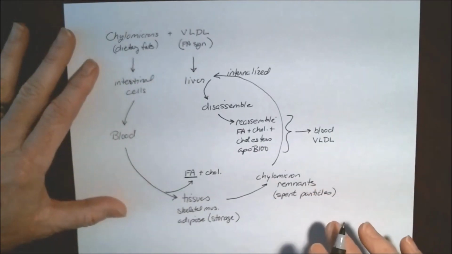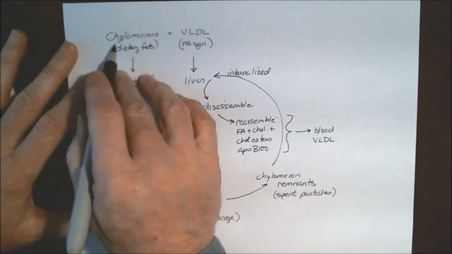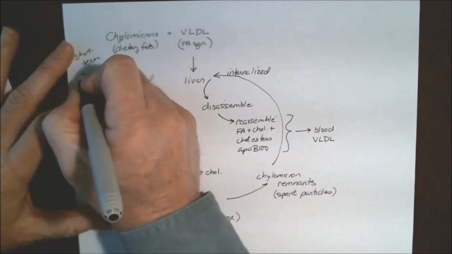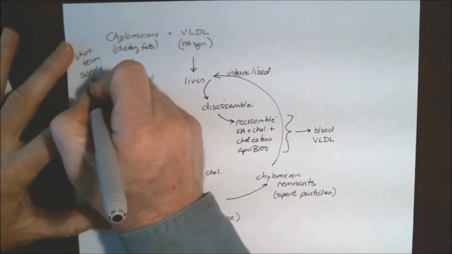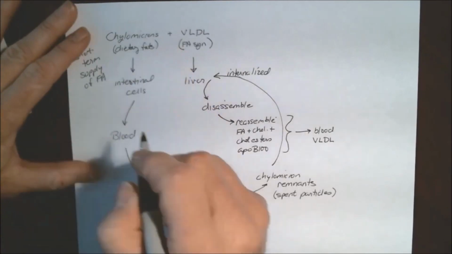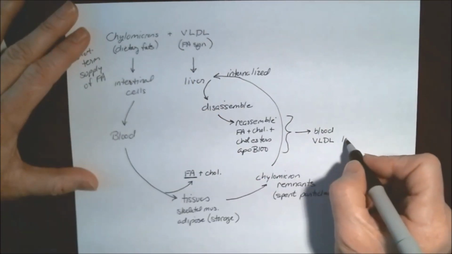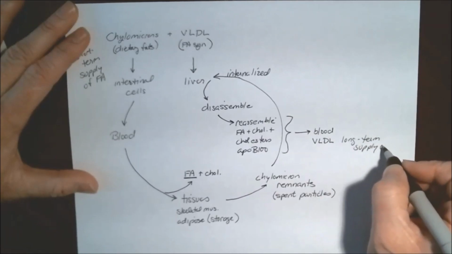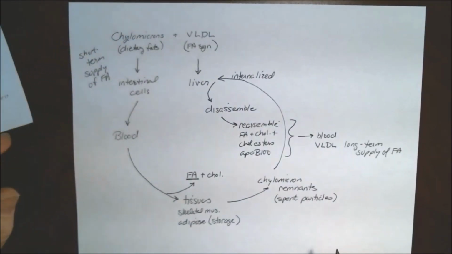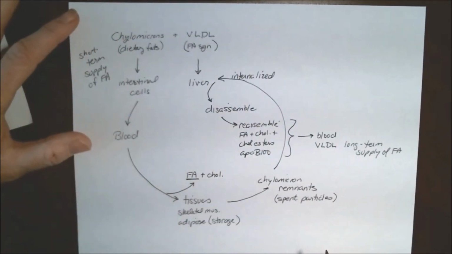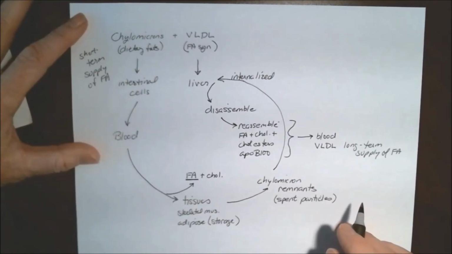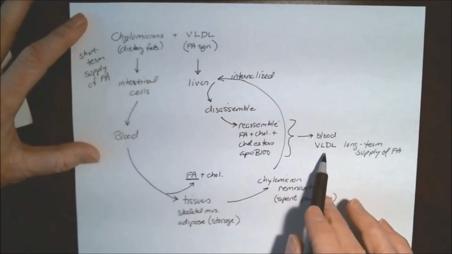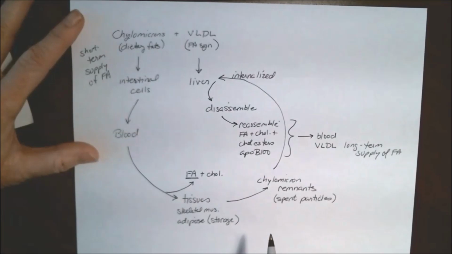So the pattern of lipid flow here basically is that the chylomicrons are a short-term supply of fatty acids. The VLDL in the blood is the long-term supply of fatty acids and ultimately also cholesterol. Now, this allows the body to make sure that there are fatty acids available at all times, both in the fed, postprandial period, and in the fasting period through the VLDL.